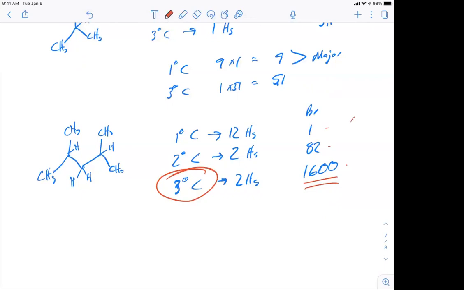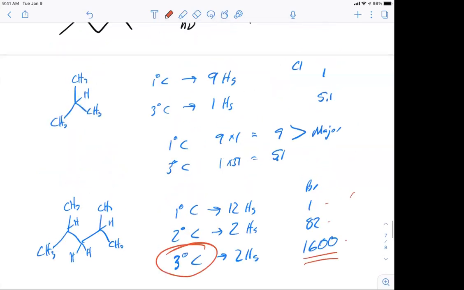And then if we look at the tertiary, again, your ratios of hydrogens really aren't going to play, because you'd have to have 1600 primary hydrogens to statistically overcome the selectivity. So therefore, when you're talking about bromine, it's pretty straightforward. Tertiary, more than secondary, more than primary. When you're dealing with chlorine or fluorine, but chlorine is the one that you're going to see more often, you need to think about both your ratio of hydrogens and your selectivity to figure out what your major is.